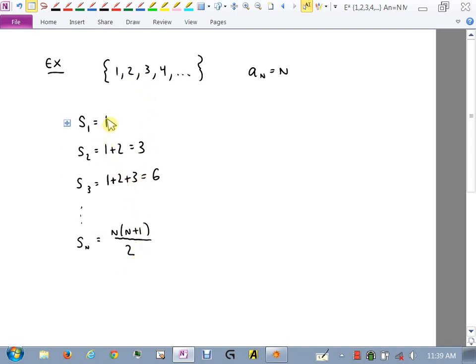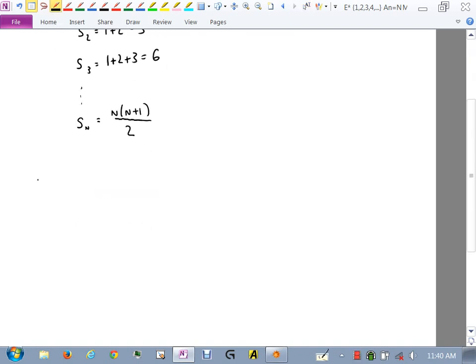Now, it's obvious, I hope, that these are getting bigger. The first partial sum is 1, the next one's 3, the next one's 6. If I keep doing this, what would happen if I let n go to infinity? It would go to infinity, right? That makes sense, that this infinite series should diverge, should go to infinity? These are going to infinity, and so is the sum. Perfectly fine. But what about something like this?